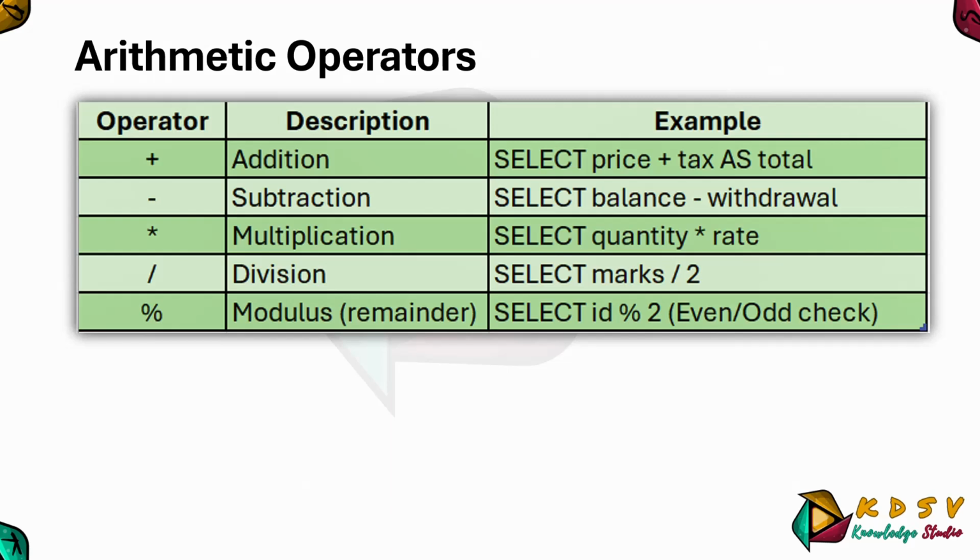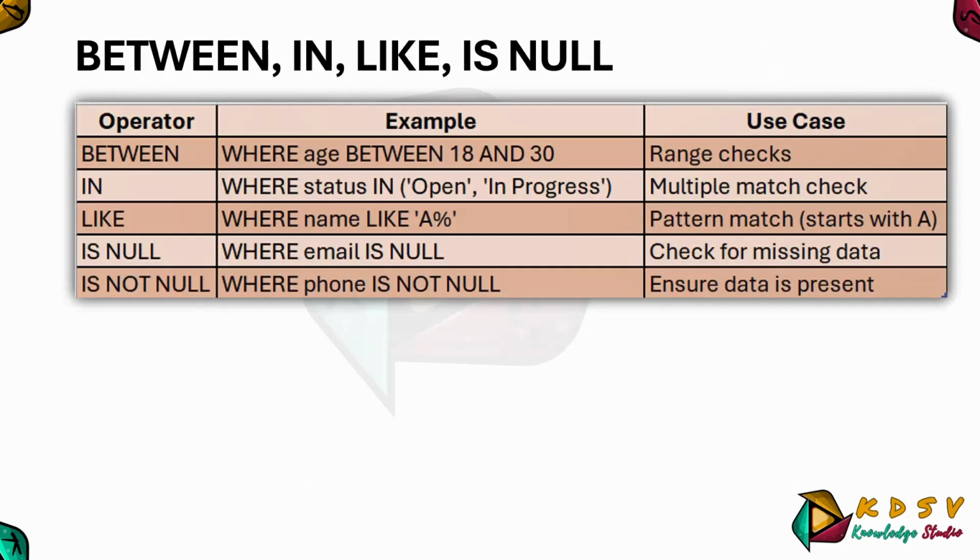Let's move on to the arithmetic operators. In the arithmetic operators, we are using plus, minus, star, division, and modulus. So these are the operators that can be used if you want to perform some arithmetic operation within the query. And we have BETWEEN, IN, LIKE, and IS NULL operators. You can use BETWEEN to check whether the age is between two numbers, or you can make use of this for any kind of range check.